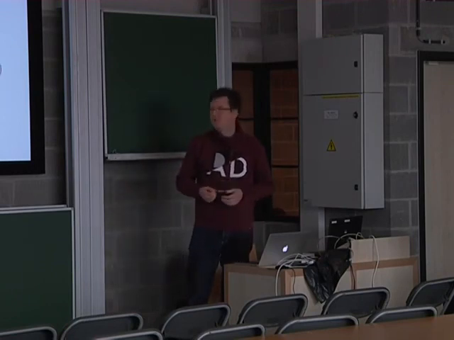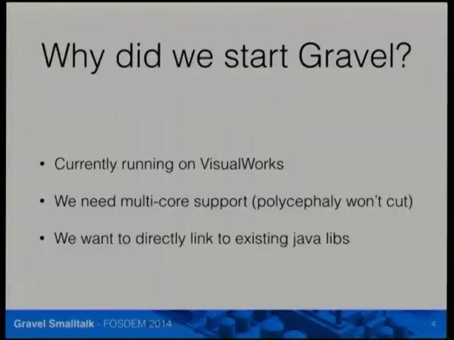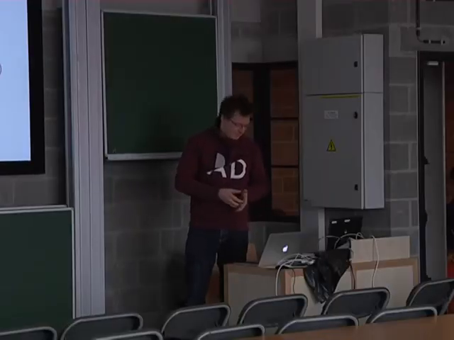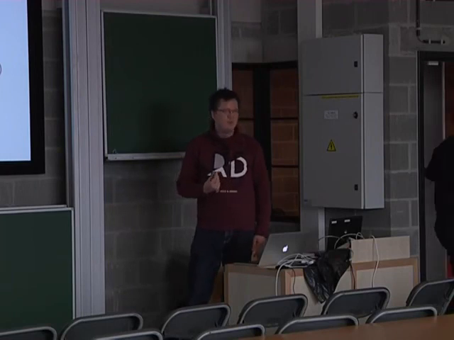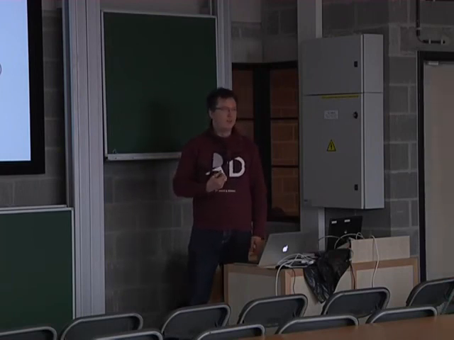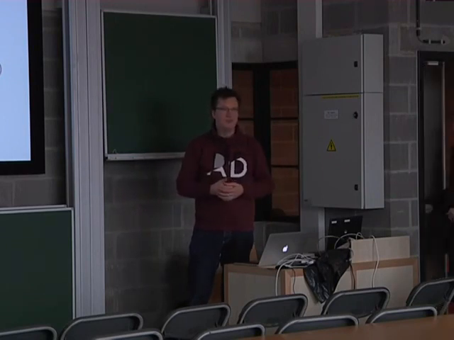And this leads us to why we actually started Gravel: we have lots of Smalltalk code and we want to run on Java. We are not going to rewrite that because it would take many, many years, and we would introduce many bugs. And I don't like Java, I like to program in Smalltalk. The main reason we are currently looking away from VisualWorks to another platform is we want good multi-core support, and we want to integrate with the whole Java library infrastructure, with all the good stuff that is made out there.